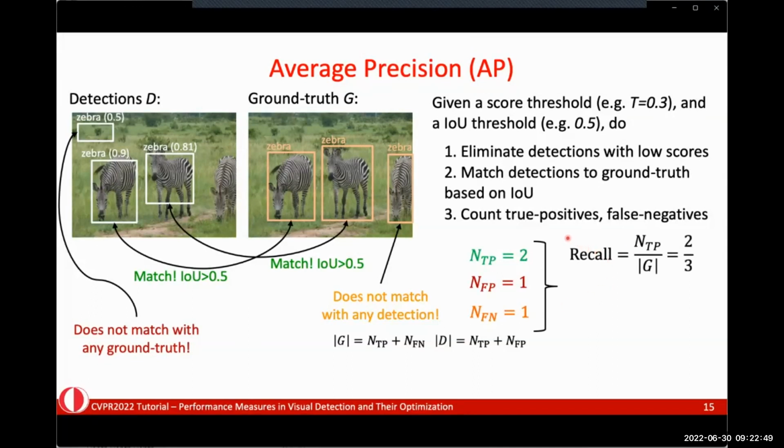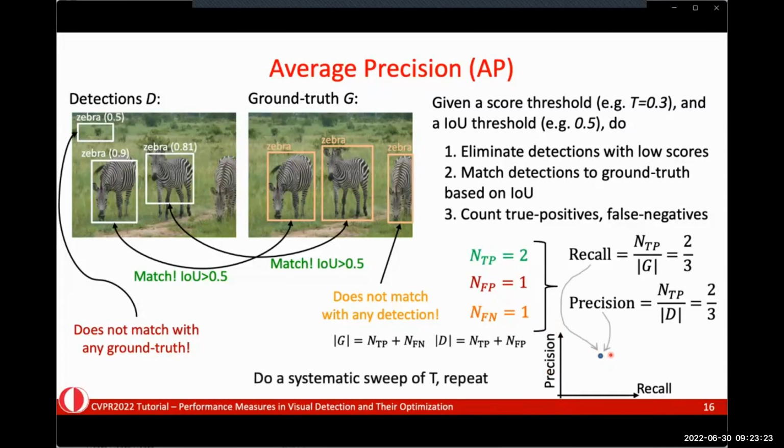Recall equals the number of true positives divided by the total number of ground truth annotations. In this case, it turns out to be 2/3. And precision, which equals the number of true positives divided by the total number of detections, is also 2/3. These two numbers together give us a single data point in the recall precision curve, as shown here. We just obtained a single data point in this curve.